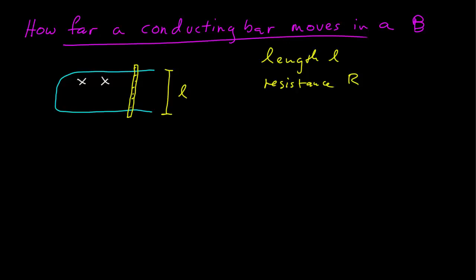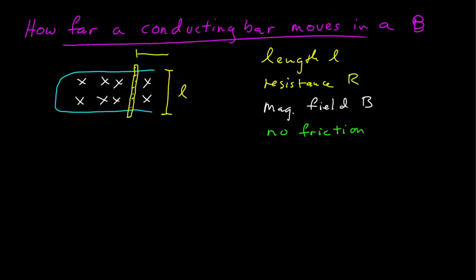So we'll say this magnetic field goes into the page, so we have some magnetic field B. The blue rails have no resistance, and we're also going to say that there's no friction, and we're going to send the bar off to the right at some initial speed v0.